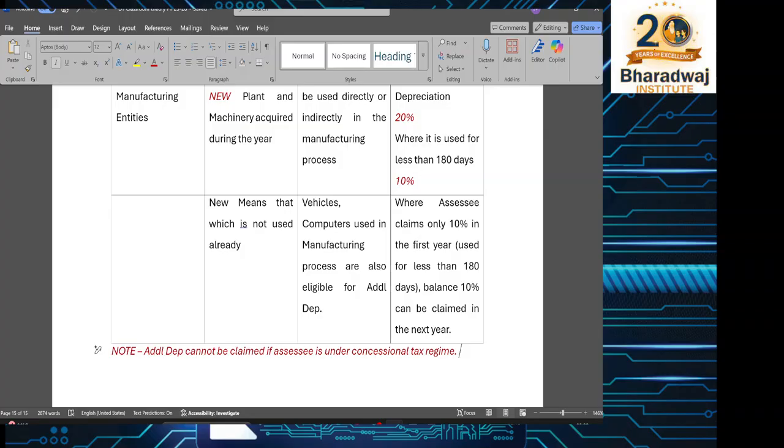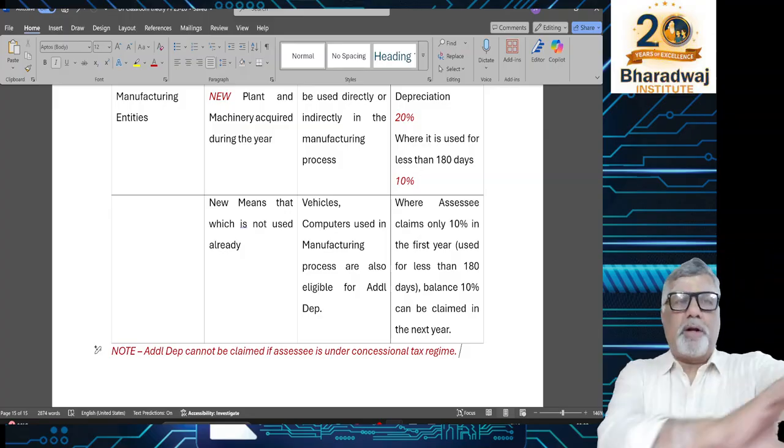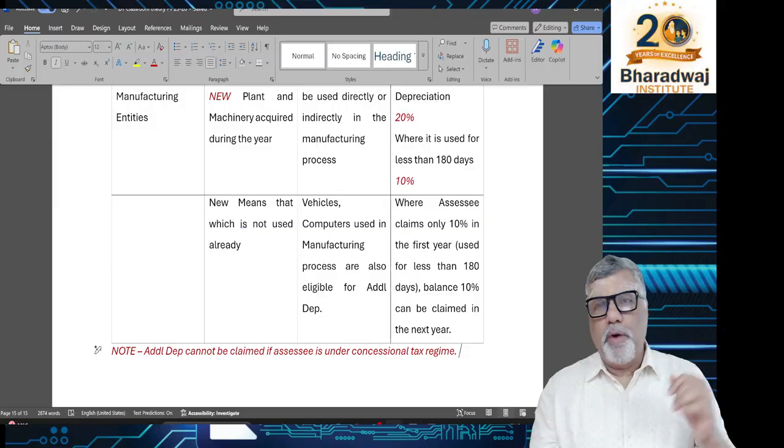Plant A and C were put to use in September. However, plant B is put to use only in the second half of the year. Compute eligible depreciation. There are 3 blocks of plant and machinery. All the 3 are used for manufacturing only.